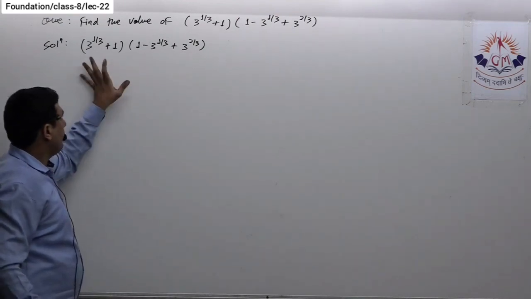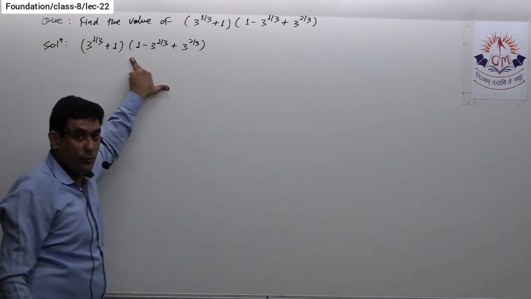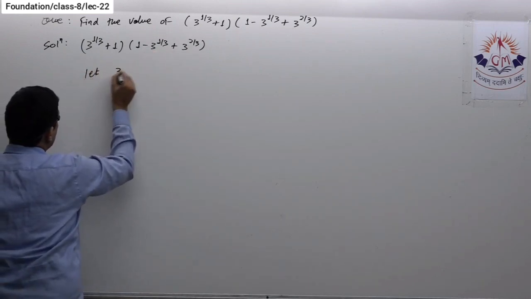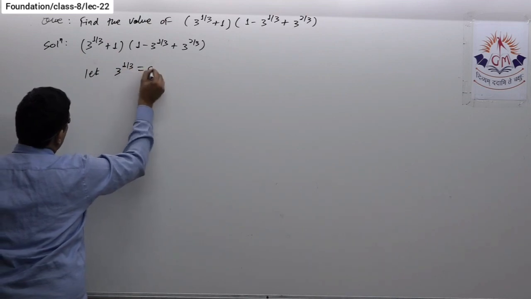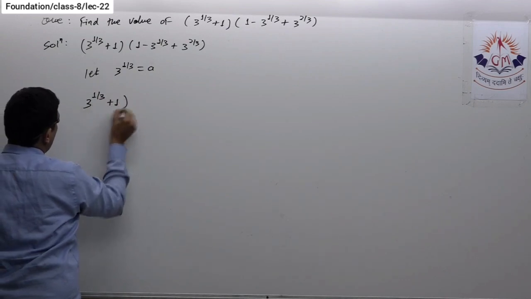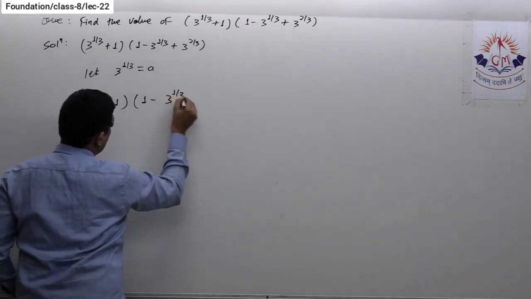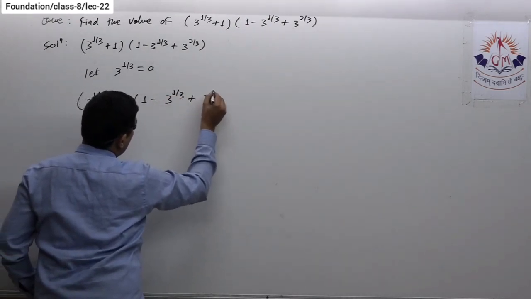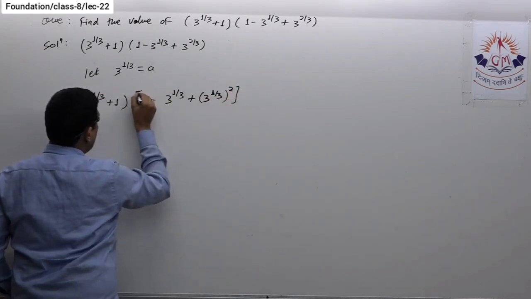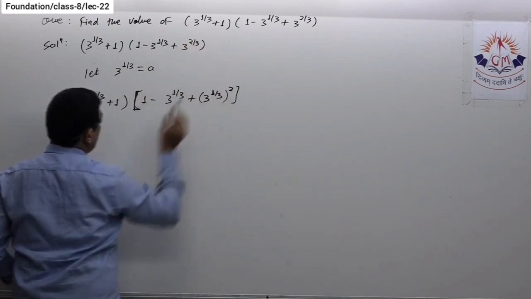So, if I say for a while, let this be a plus b. Here there might be an identity of a cube plus b cube. For that, we will let 3^(1/3) be equal to a for a while. So now I have 3^(1/3) + 1, and here 1 minus 3^(1/3), and 3^(2/3) I can write as (3^(1/3)) raised to 2.